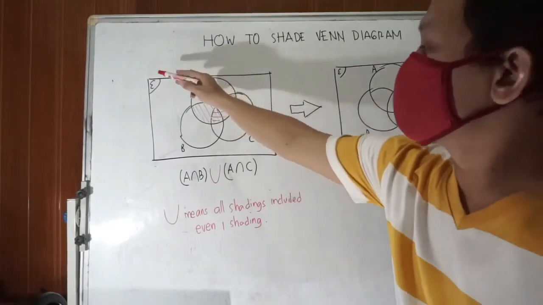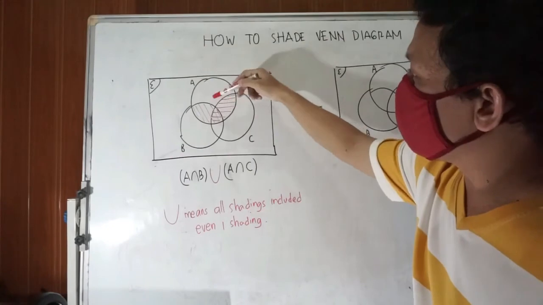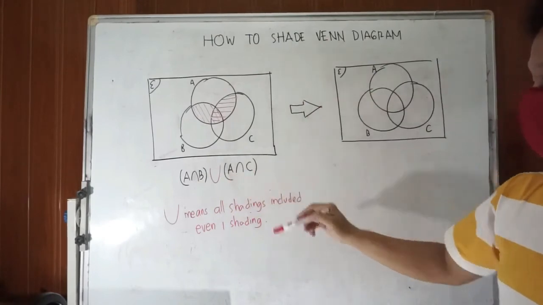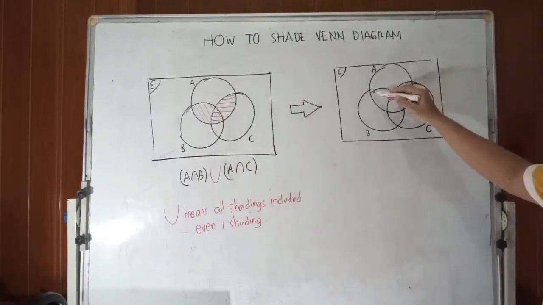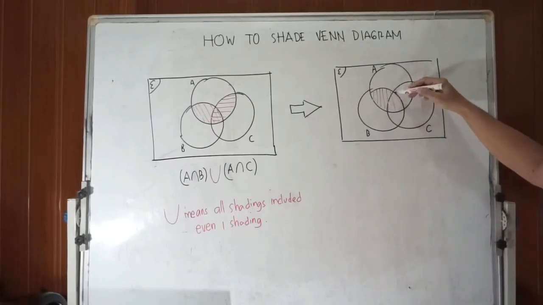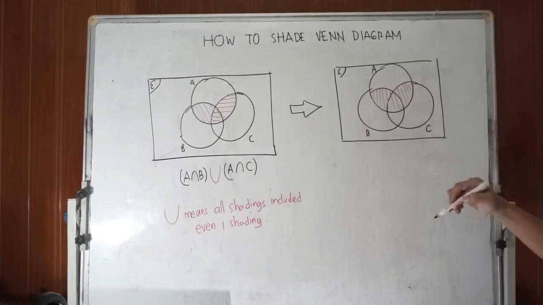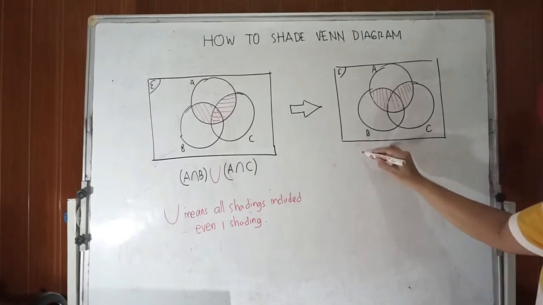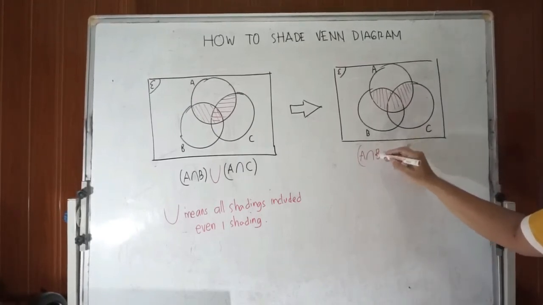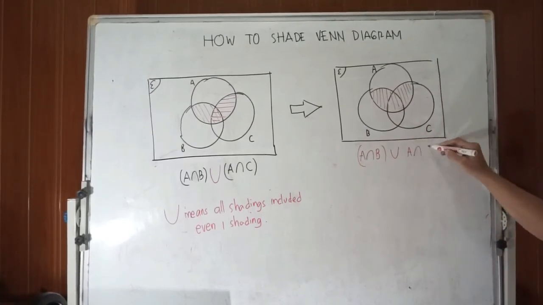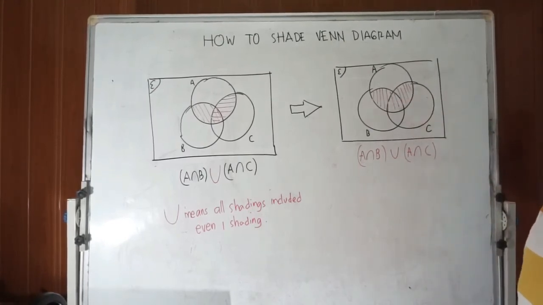So the final answer based on the Venn diagram and the sets A, B, C, so A intersection B union A intersection C is this one. Okay, so this is the final answer. The final answer for A intersection B union A intersection C is this one, the red one, the red area. Thank you.